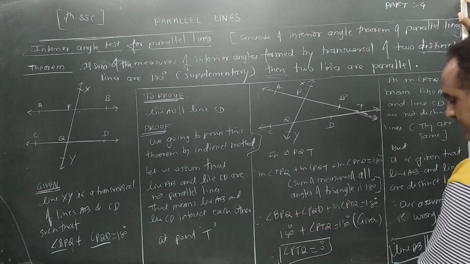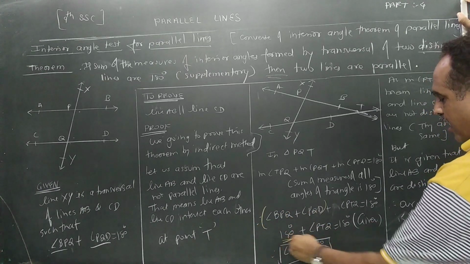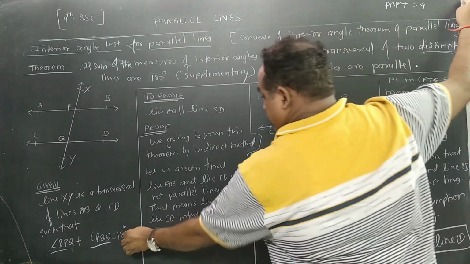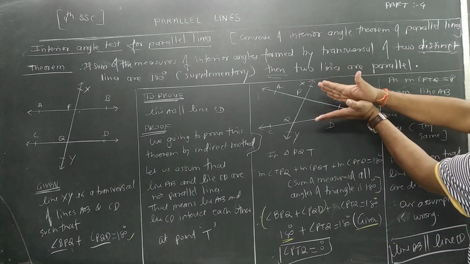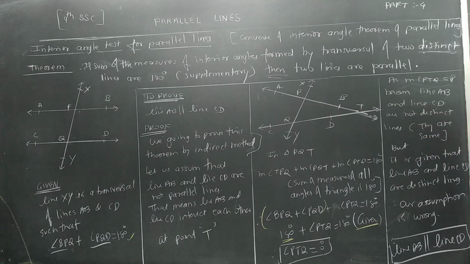But BPQ plus PQD कितना होता है? It is 180 degree. Plus measure of angle PTQ is equal to 180 degree. So PTQ कितना हो गया? 0. जब ये 0 हो जाएगा मतलब ये दो लाइंस के बीच में कुछ एंगल नहीं, they are not distinct lines, they are same lines. But what have they given to you? Two distinct lines, AB and CD अलग-अलग lines है. Means इनके बीच में एंगल 0 नहीं हो सकता. So line AB and line CD are distinct lines, means our assumption is wrong. Line AB is parallel to line CD.